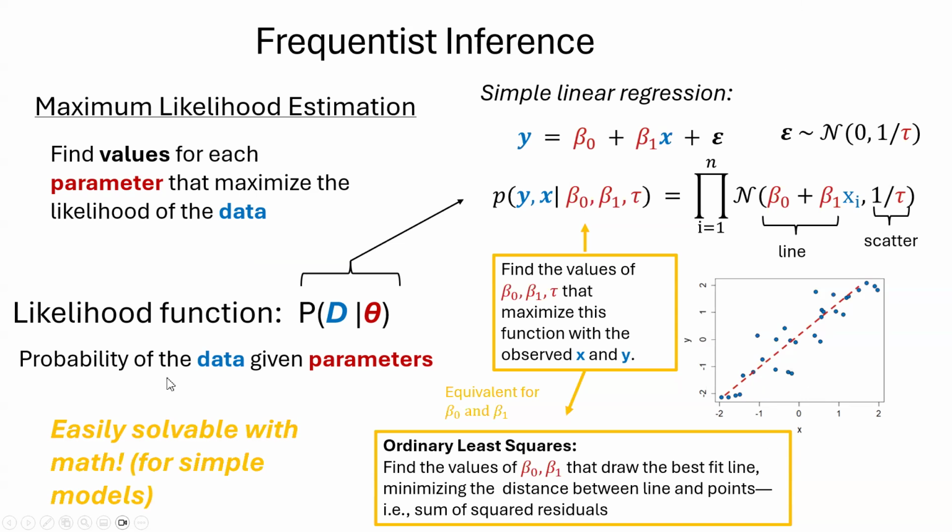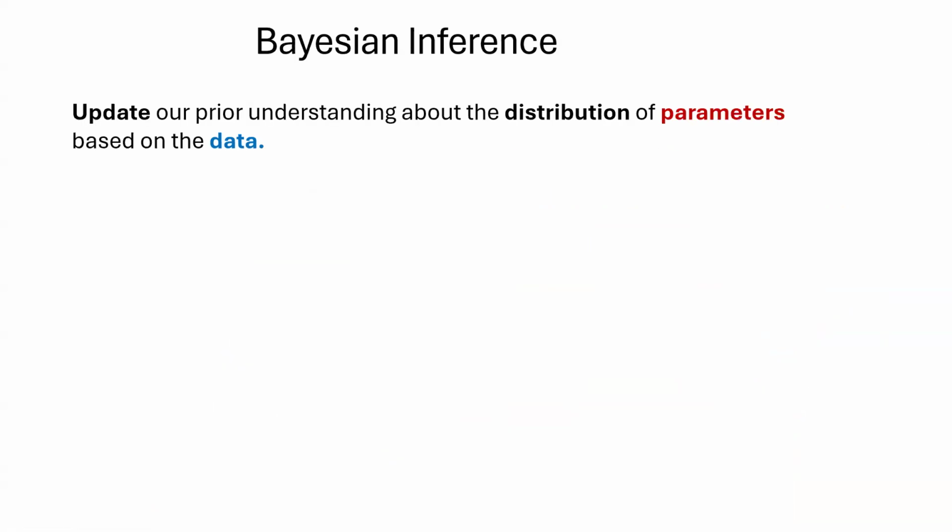So this type of inference, at least with a simple model, is fairly easy to solve analytically. And even for more complex models, the computational methods aren't super expensive, memory-wise. All right, so on the other hand, with Bayesian inference, our goal is a little bit different. Instead of finding the best parameter value to explain the data, we just want to update our understanding about the prior distributions based on the data.